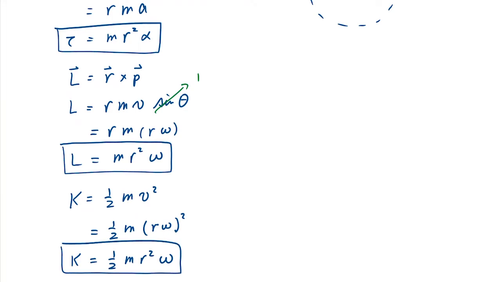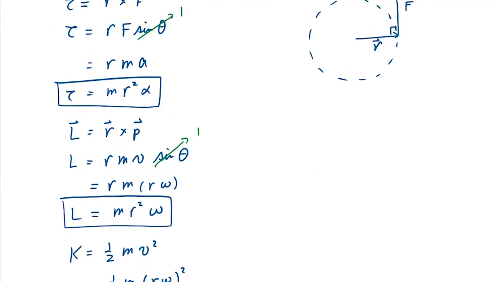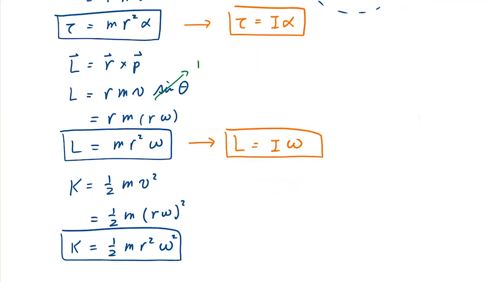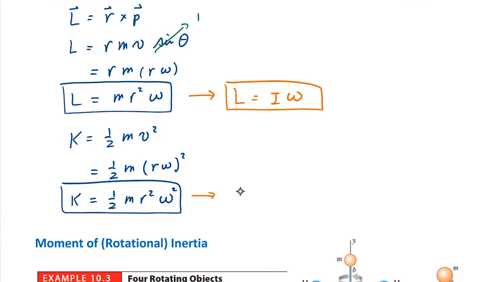Let's just think about this a little bit, okay? If we let I be m r squared, you see where this is going, right? Then this becomes tau is equal to I alpha. This becomes L, angular momentum, is I omega, and you've probably seen this today. And then your K is equal to 1/2 I omega squared.